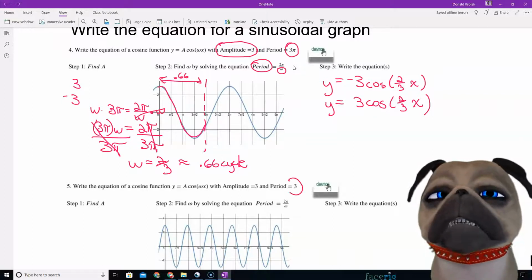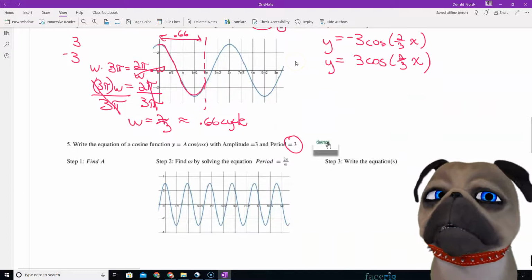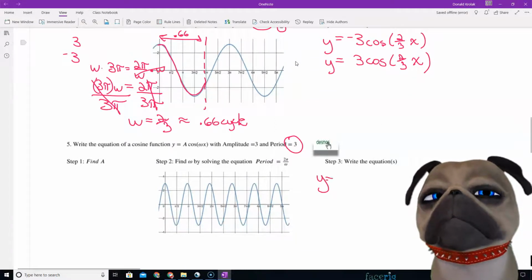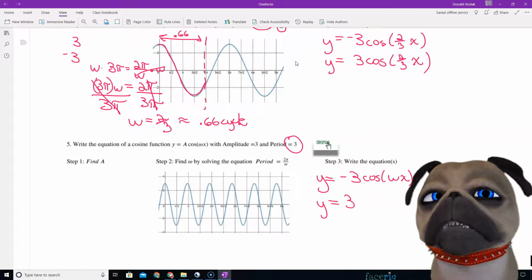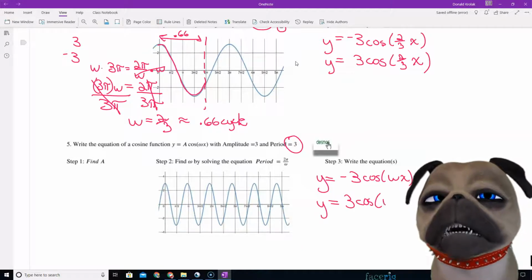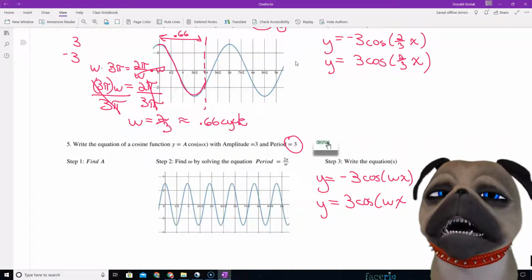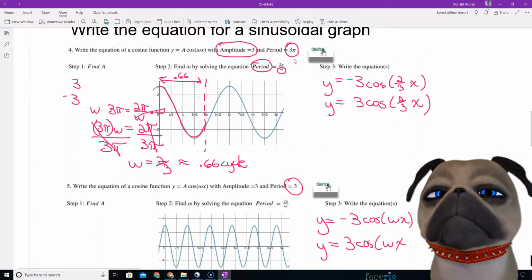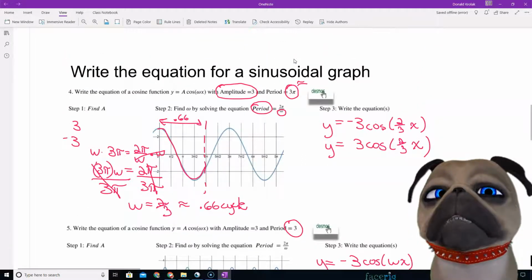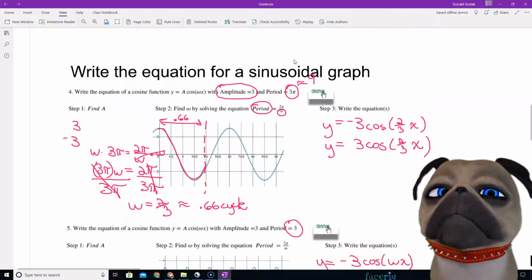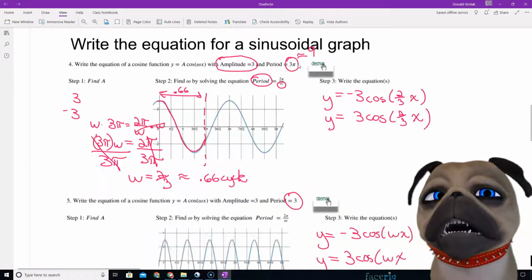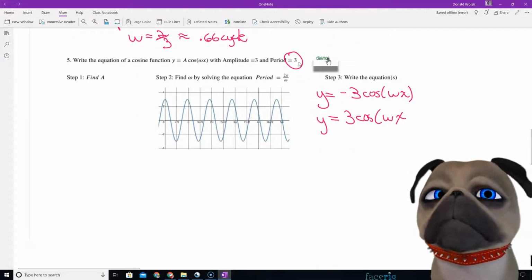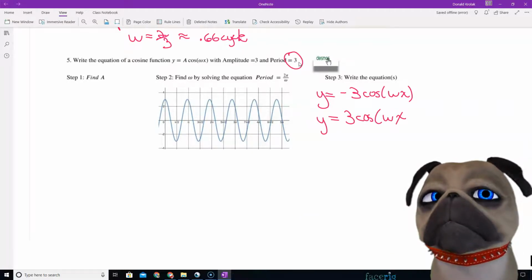All right, now here we've got a period of 3. Everything else is the same as the previous problem. But now the period, instead of being 3 pi, is the number 3. It's the value 3. Remember, a period of 3 pi is like saying around 9, because 3 times 3.14 is around 9. So this graph has a much longer period than this graph. This graph, you can see, has a much higher frequency.